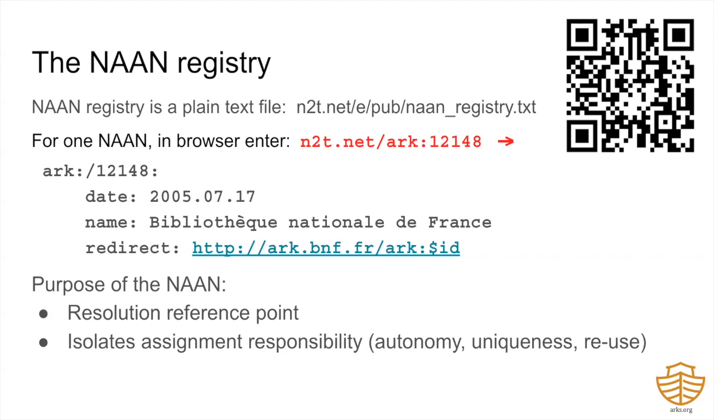So the NAN has two purposes. It's a lookup key for the resolution reference point, and by defining the root of a global namespace, it isolates an organization's autonomy and responsibility for assignment of its ARKs. That way, without interfering with anyone else's assignments, the organization can determine its own policies regarding identifier form, uniqueness, and reuse, similar to how it can assign URLs under its domain name in any way that it wants.